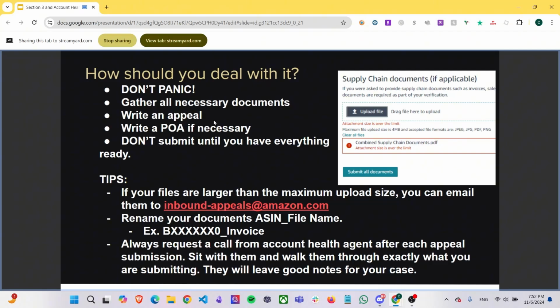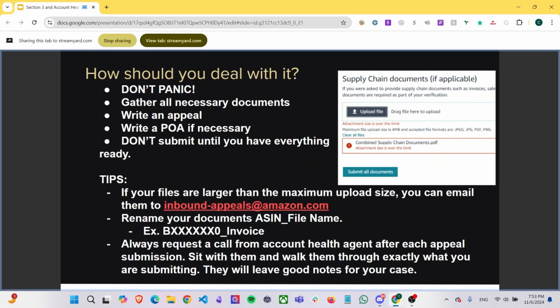Like I said before, gather your documents, write an appeal, write a plan of action if necessary, and don't submit until you have everything ready. Amazon really just expects you to have everything ready on the first try to speed up the appeal process. If you don't have everything ready and submit 4 or 5 times, it will slow your case down and also slim your chance of getting reinstated. Always make sure your documents are named and formatted pretty well like this, with ASIN underscore invoice or ASIN underscore statements.